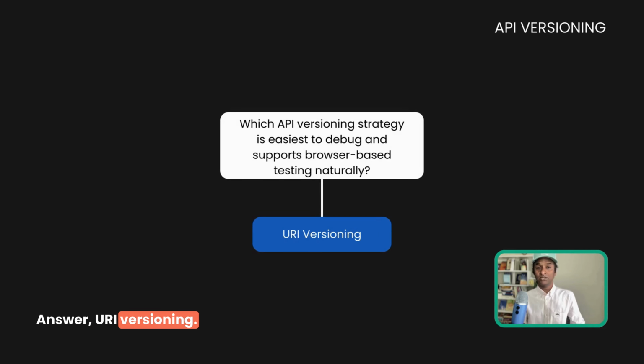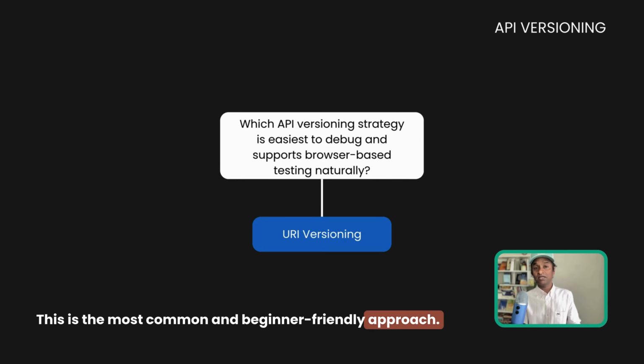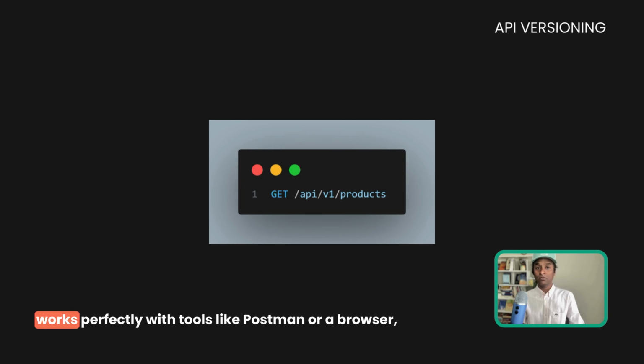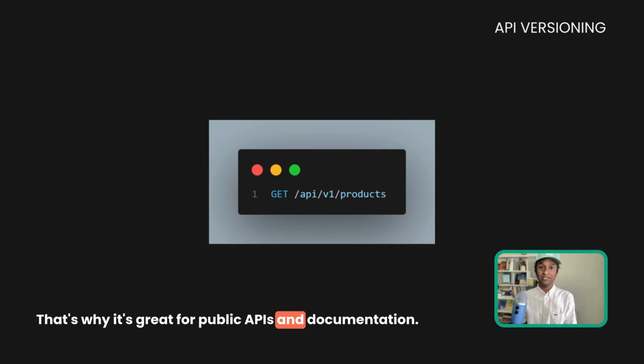Which API versioning strategy is easiest to debug and supports browser-based testing naturally? Answer: URI versioning. This is the most common and beginner-friendly approach. The version is placed directly in the path. Example: it's intuitive, works perfectly with tools like Postman or a browser, and is easy to cache and route. That's why it's great for public APIs and documentation.